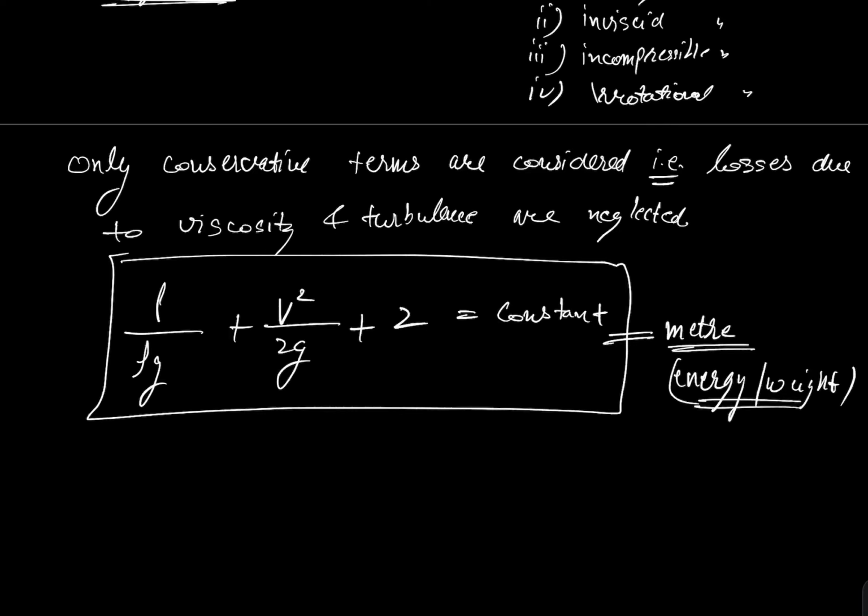So what we are saying is that if my flow is ideal and only conservative terms are involved, then my total energy, basically Bernoulli's equation, is derived from the law of conservation of energy. That is, the total conservative energy of any flowing system is always constant. Energy can neither be created nor be destroyed.